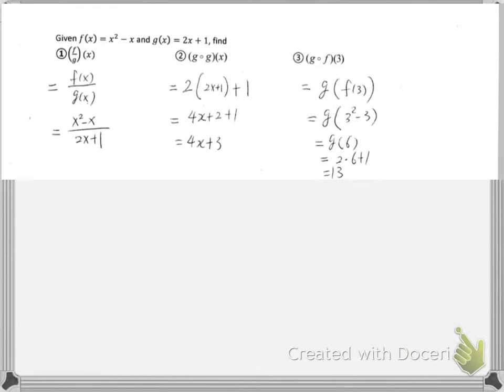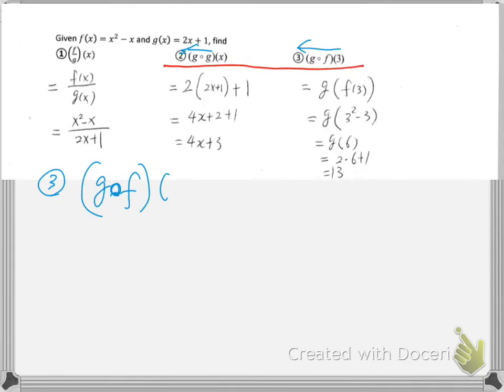The next two questions are compositions. Composition means we apply the functions one by one. What's the direction? We apply from right to left. Now let's look at question 3: g compose f, where we use a circle for composition, g compose f of 3. This means we first apply function f to 3, so this is the first function, and then we apply g to f of 3, the second function.